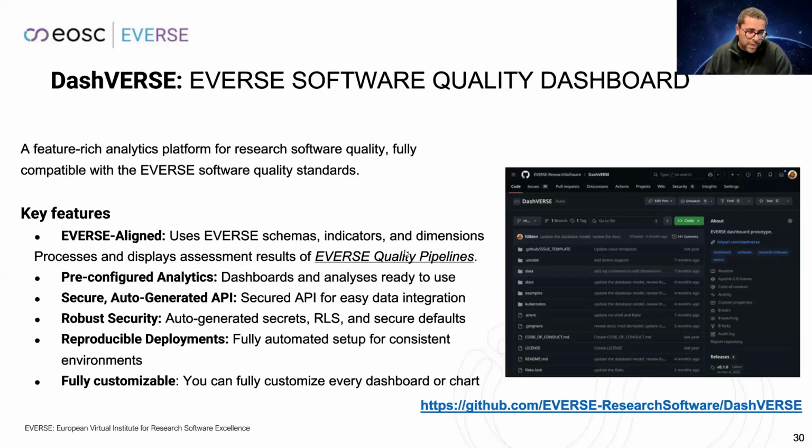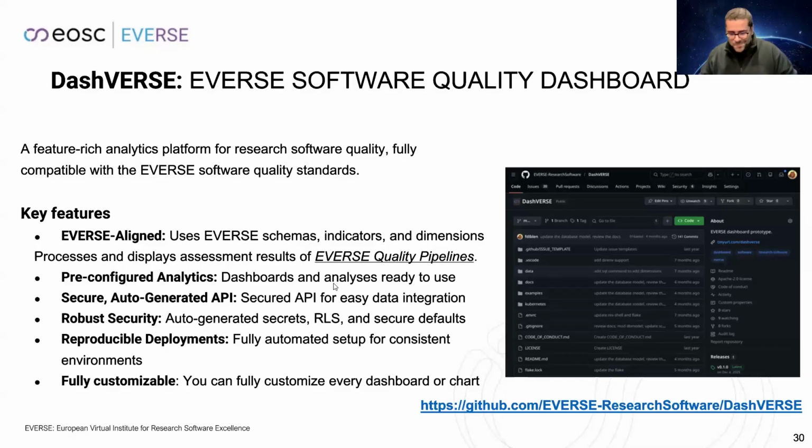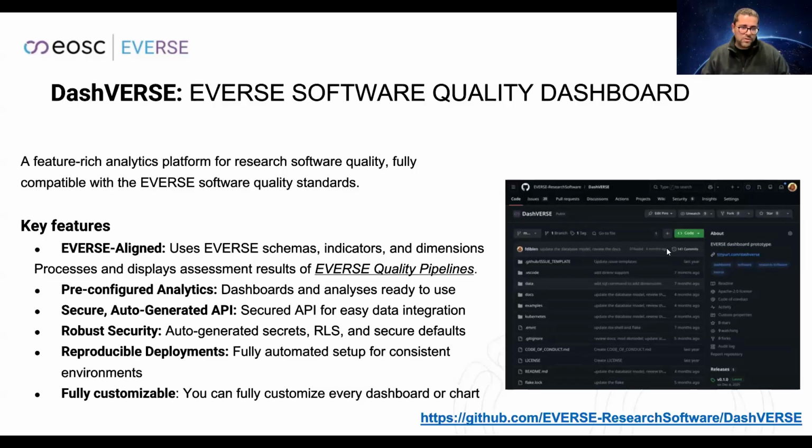And the entire platform is fully deployable either locally or on a cloud. The deployment itself is fully automated with scripts and the tools coming with Dashverse itself. And you can also fully customize all the dashboards and all the charts of Dashverse. The code is stored on GitHub; the link is at the bottom. So it's fully open source. You can just have a look, and you can also try to install it yourself. Next slide, please.